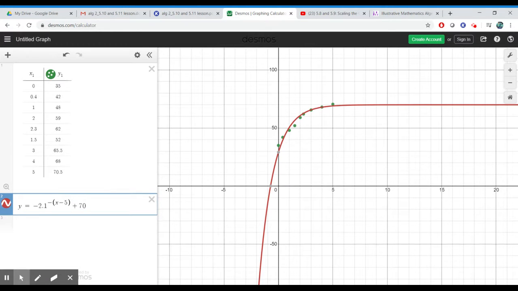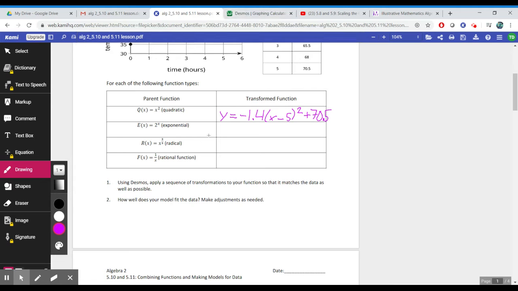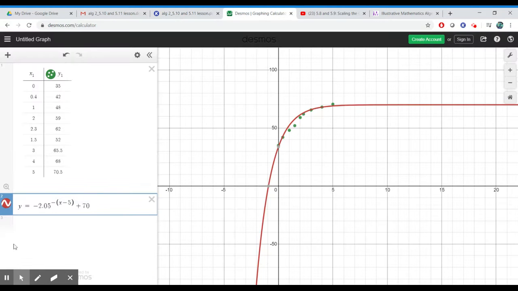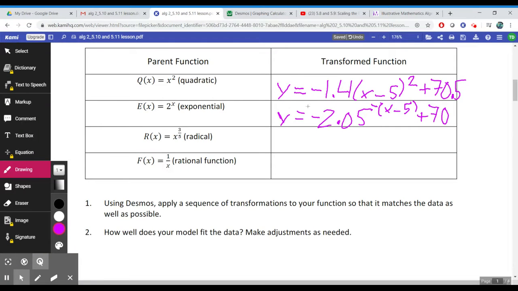Maybe we're a little bit too low here, so I'll bring it just a tiny bit closer to -2. We'll try -2.05. And now I think that looks just about perfect. So this is the equation that I'm going to copy down and write back on my lesson sheet over here. I'll be back with you guys once I have that written down. So I've got my equation written down here now. Y equals -2.05 raised to the negative x minus 5 power plus 70.